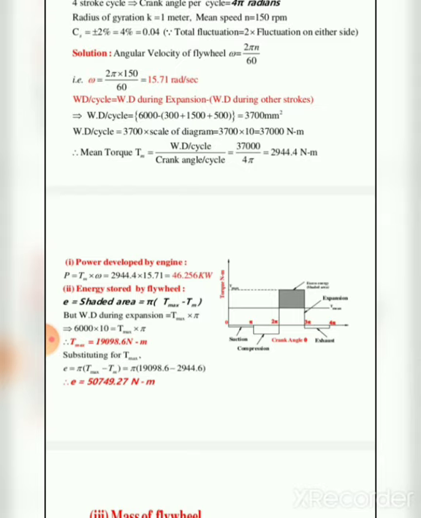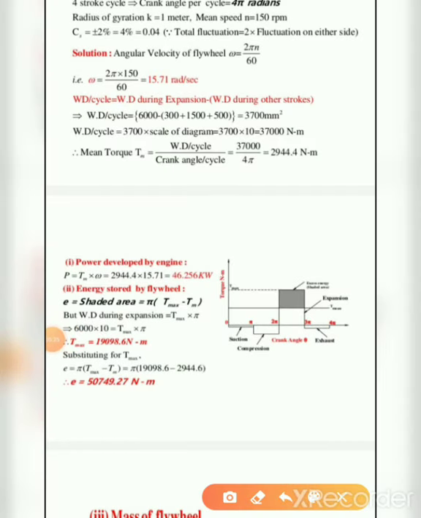So basically, work done per cycle is given by work done during expansion minus work done during other strokes. Okay, work done per cycle is given by this equation. For the flywheel in particular, it is given by work done during the expansion minus work done during the other strokes. Okay, this is a very important equation.